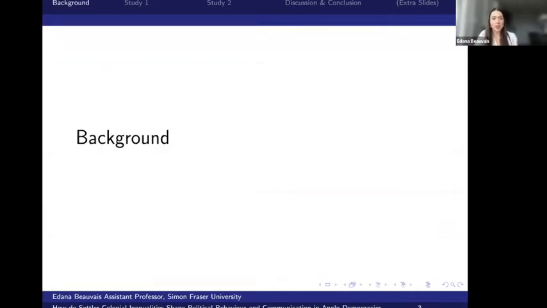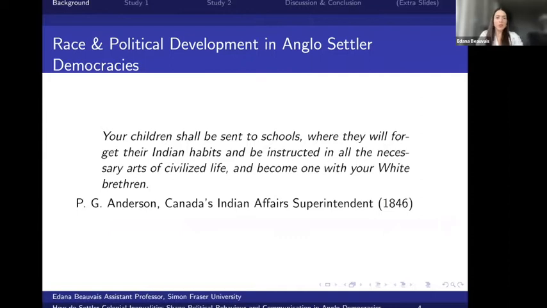Okay, so starting first with a bit of background about why this topic matters for the study of politics and political communication in Anglo democracies. I've made the case in my research, and I would maintain, that race and racism has been central to the political development in all Anglo settler democracies, places like Canada, Australia, the United States.